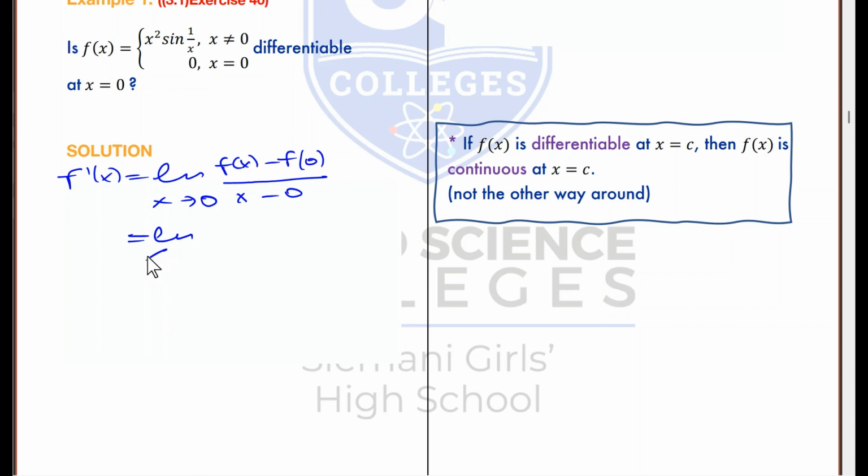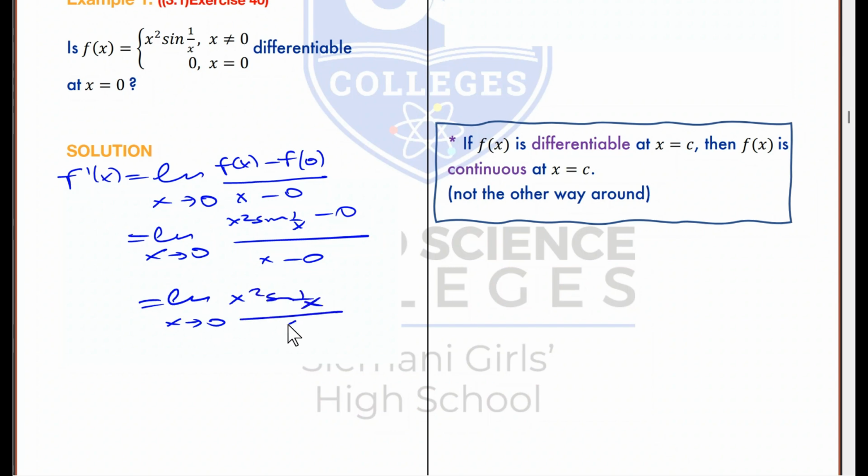So let's try to write this by using the given function. It's the limit as x approaches 0 of f of x, we use the given function, minus f of 0, the value of the function found by using the equal condition, 0, over x minus 0. So here we have the limit as x approaches 0 of x squared sine 1 over x, over x. There's simplification: x from the denominator and one of the x from the numerator will go. At the end, we'll have the limit as x approaches 0 of x sine 1 over x.